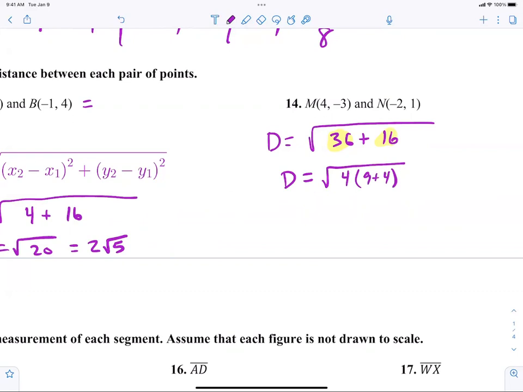So we know that the distance is what now? Thank you very much. 2 radical 13. Of course, most kids just write 52 and they come down here and re-break it down to 4 times 13. I want you to try to avoid that.